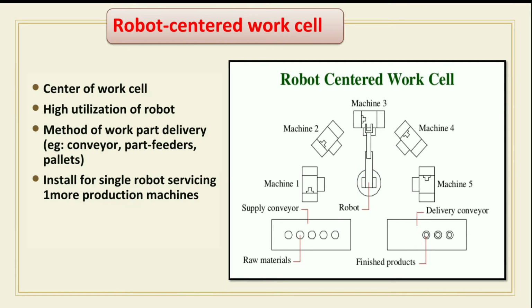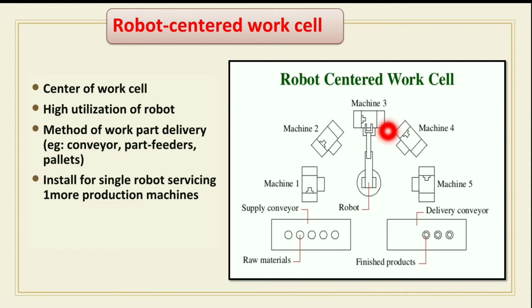So, an application of a robot-centered work cell. One application of a robot work cell in which the robot performs the process is arc welding. Okay, so in this case the robot accomplishes different production operations itself rather than servicing a production machine tool.